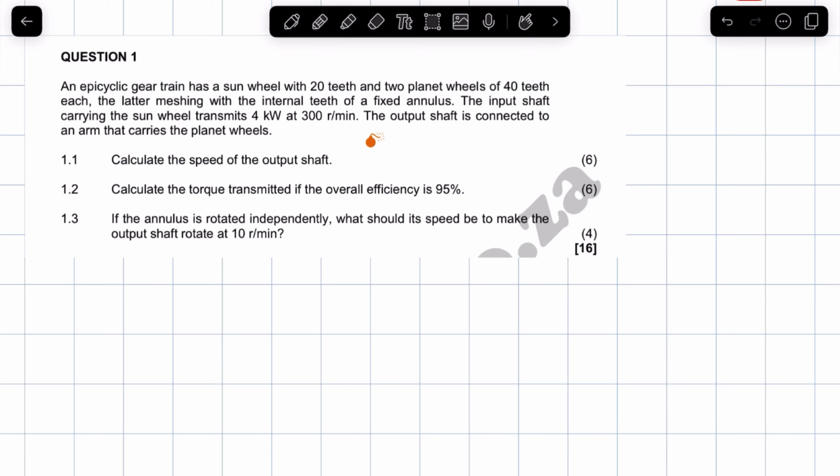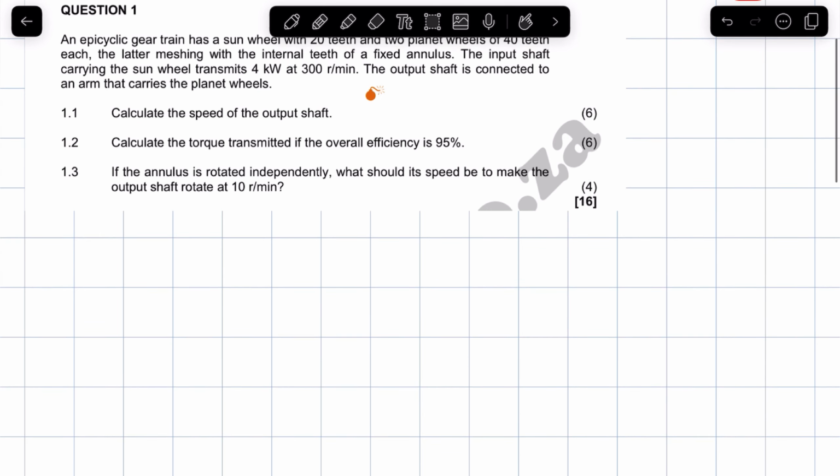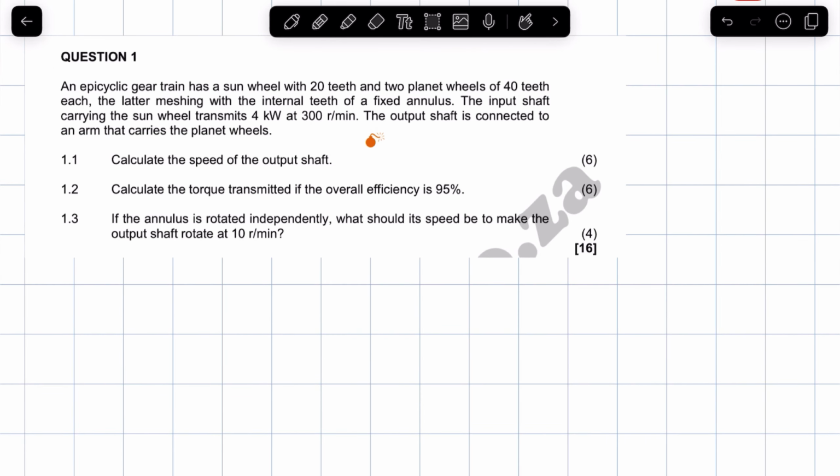Now, epicyclic gear train problems, right? We always use a table, which I'll draw for this one as well, but we always use a table to lay out our information and use it as we need it. Now, if you need to pause the video to read the statements, you can do so.